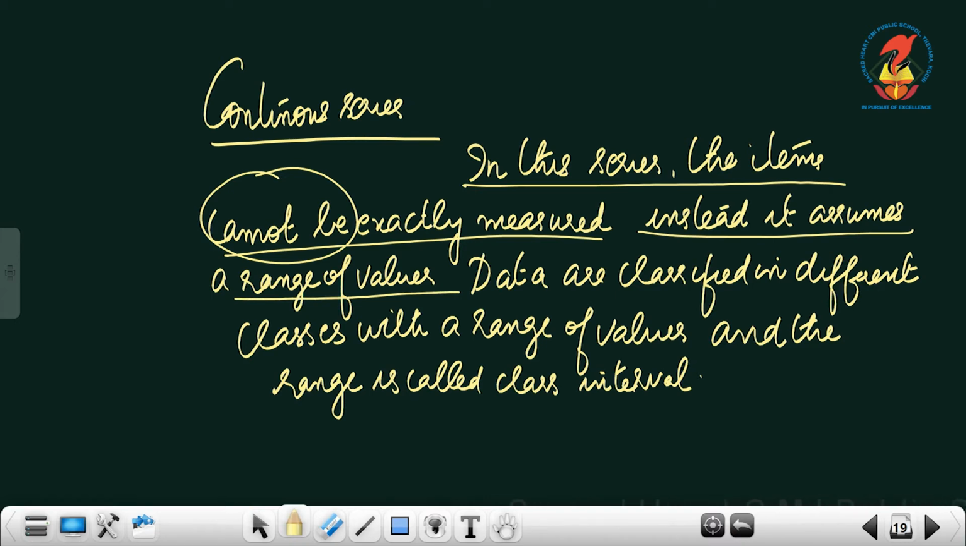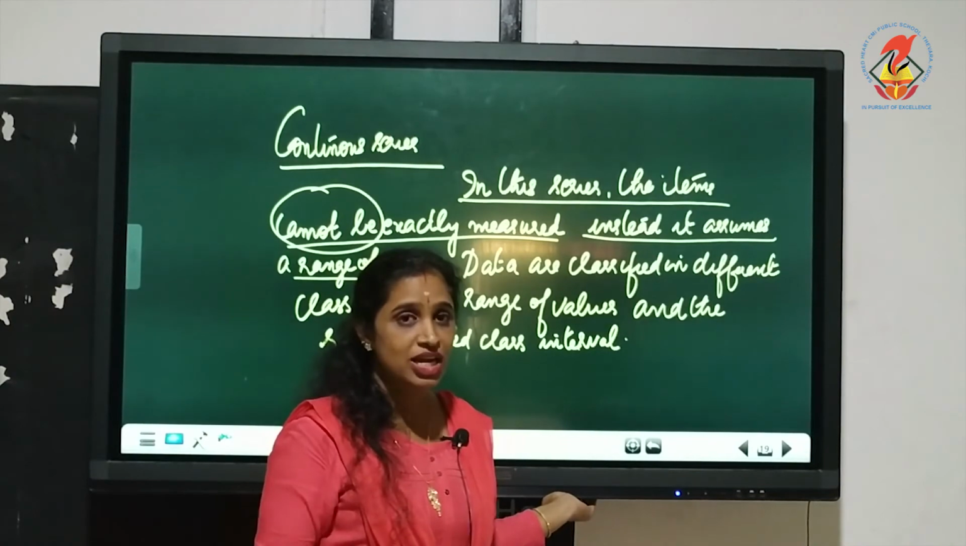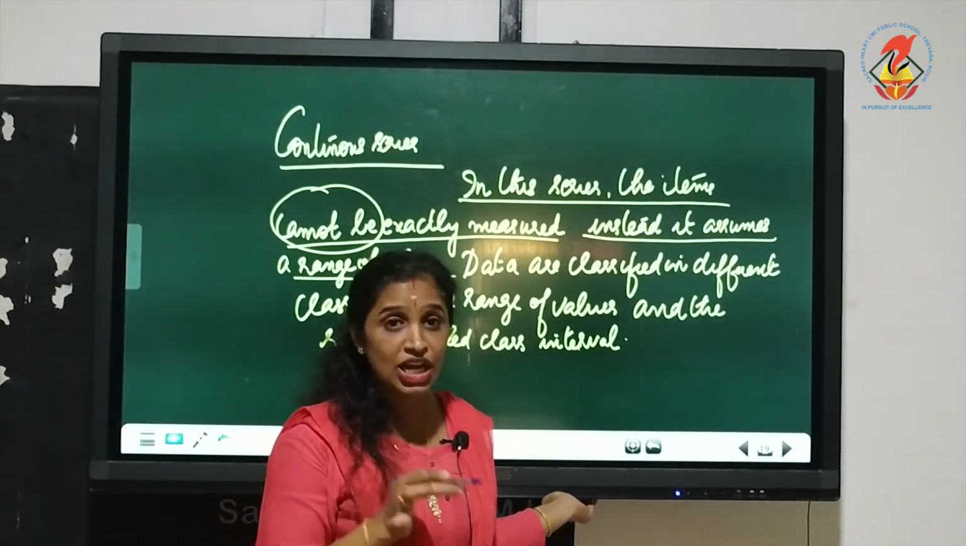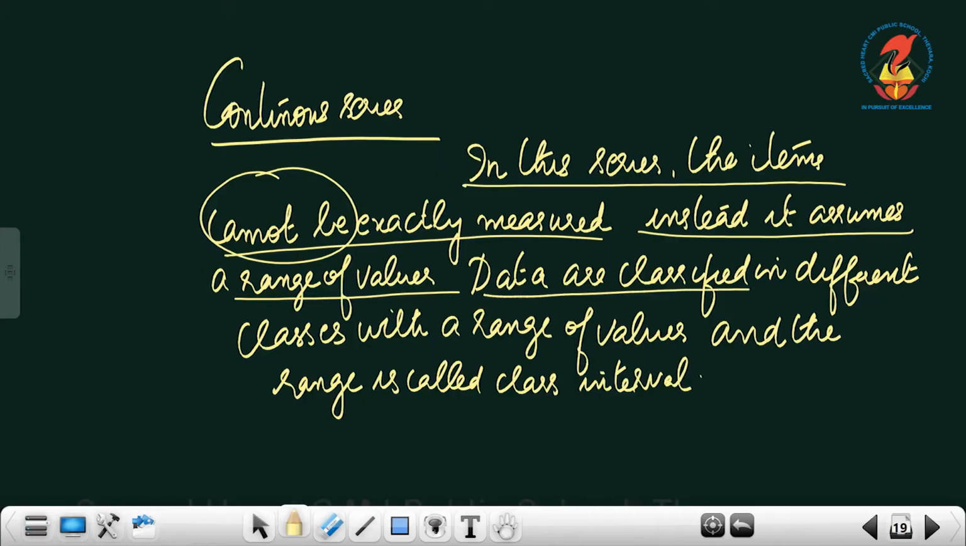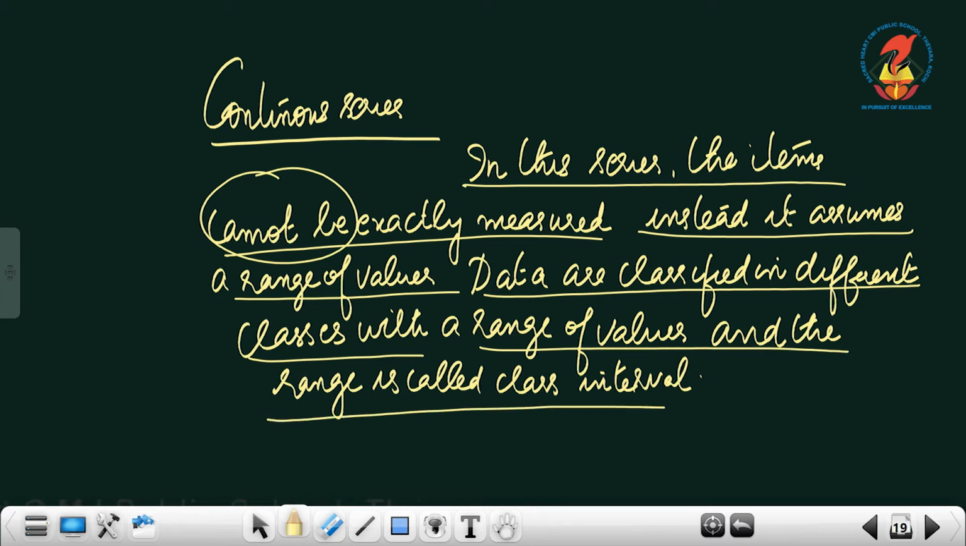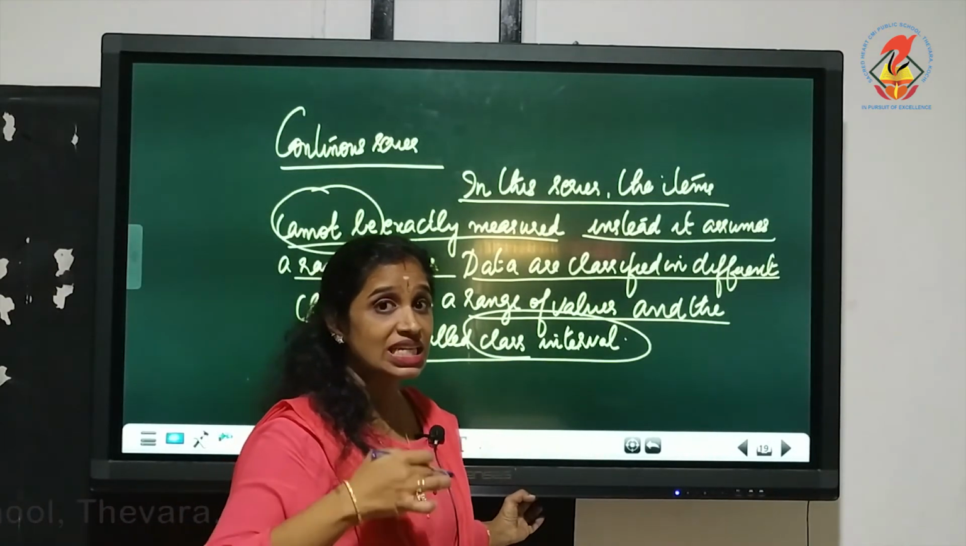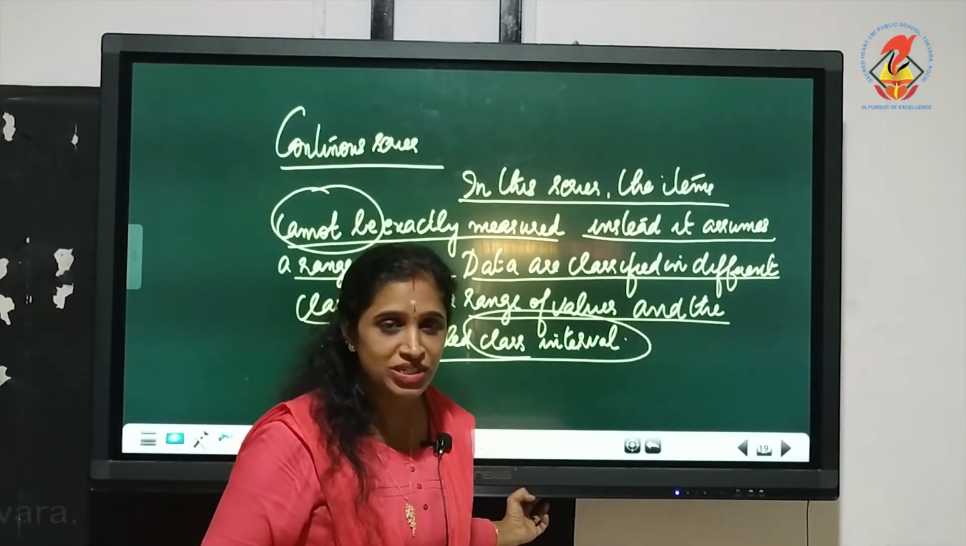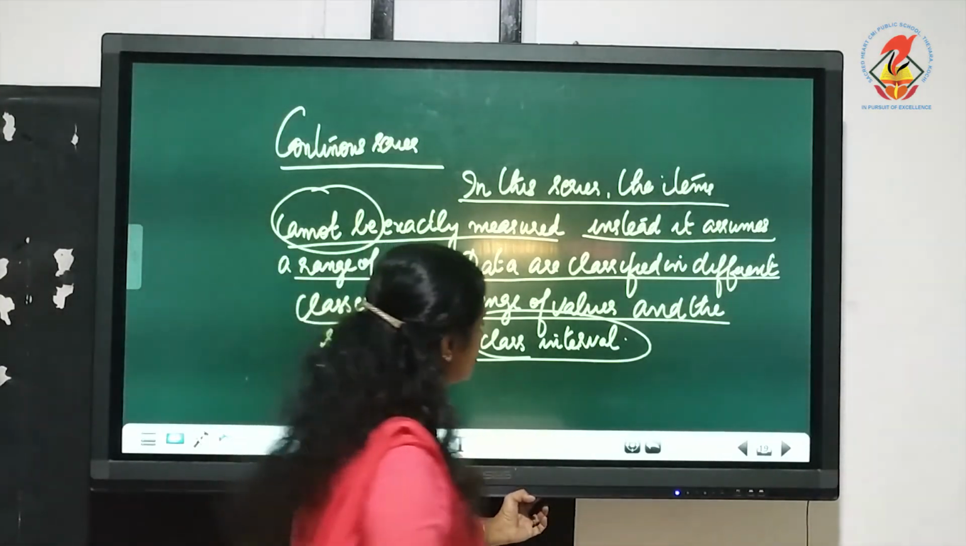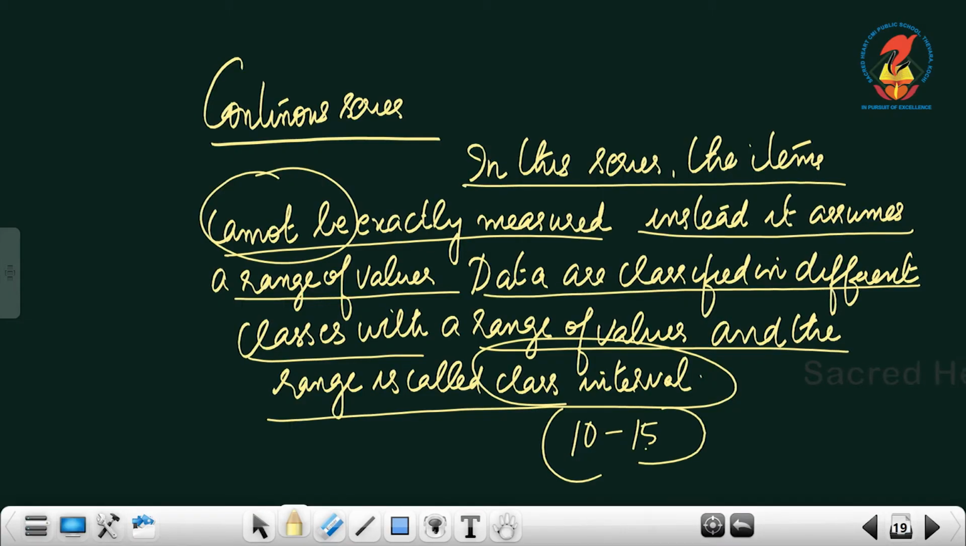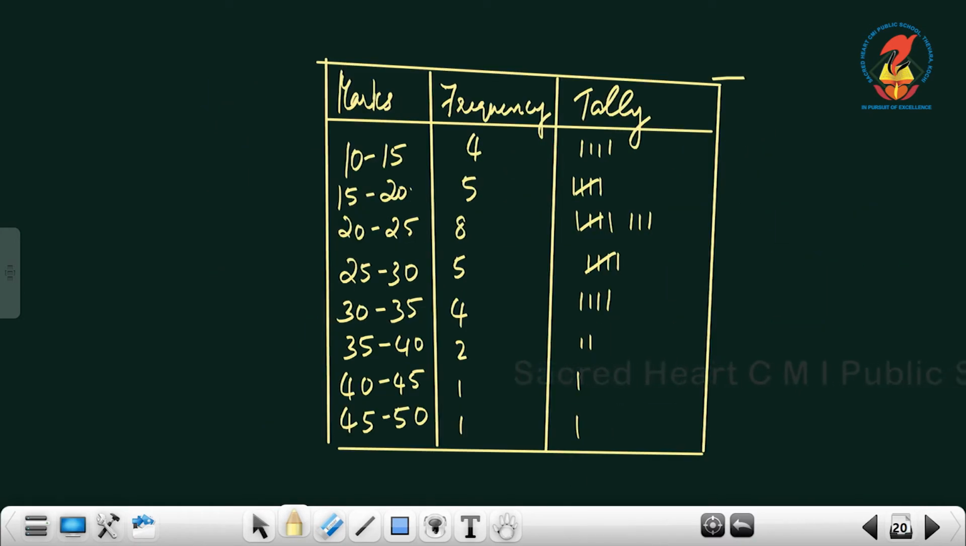You know what is a range of values? I have given an example of a range of values: 10 to 15, that class, is a range of values. Data are classified into different classes with a range of values, and that range is called a class interval. When I explained class frequency, I told you what a class is: a range of values. Marks between 10 to 15 is known as a class interval. Now let us explain this definition and we will come back. This is an example of a continuous series.